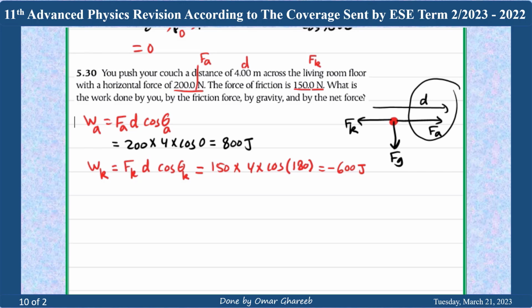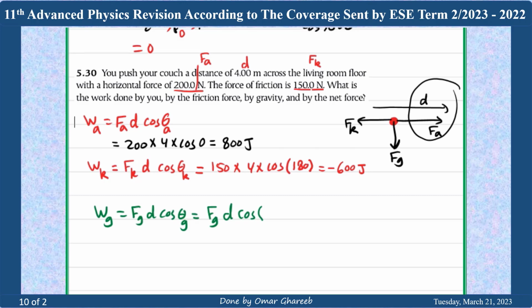Now, the work done by the gravity, let us name it as WG. It is the gravity force times D times cosine theta for the gravity force. I will not find the FG. Leave it. You will know soon. And I will not substitute for D. I will substitute only for the angle.